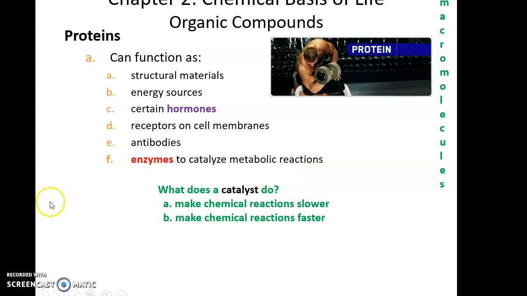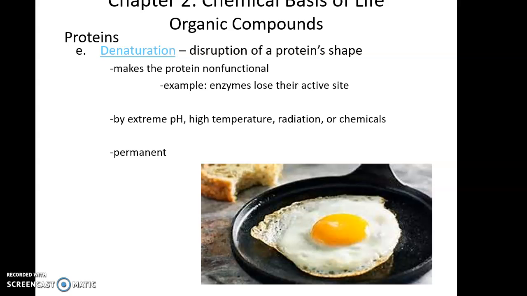What do catalysts do? They make chemical reactions faster. They speed up the rate of the reaction. All right, proteins can be denatured.